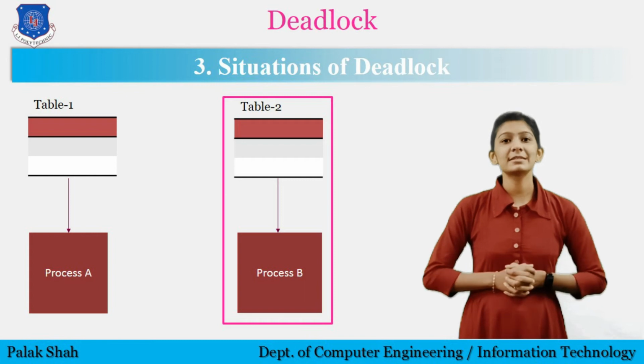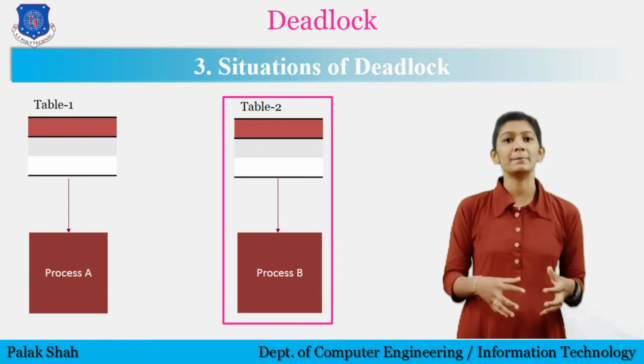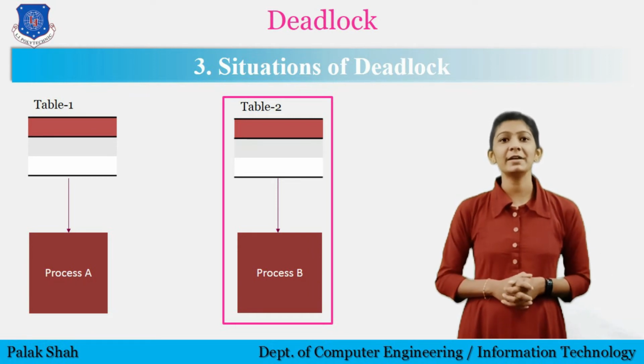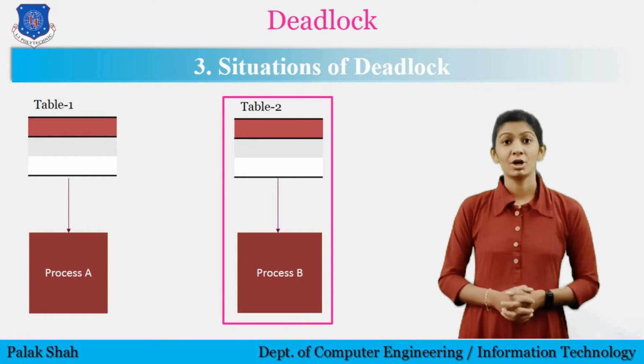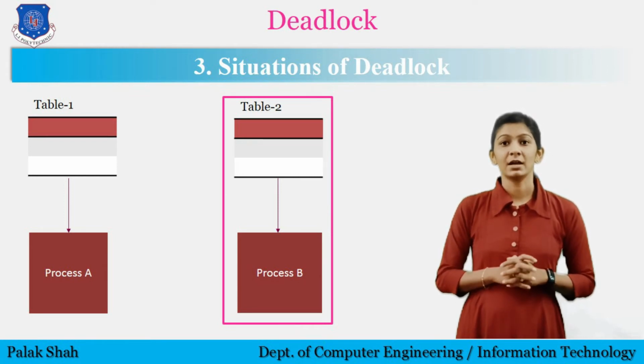Here all processes have some resources and they need other resources to complete their execution. But such other resources are already acquired by some different processes. So none of them can make further progress. Such a situation is called deadlock.